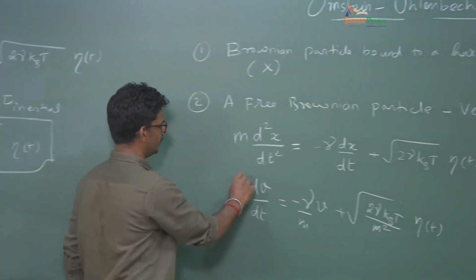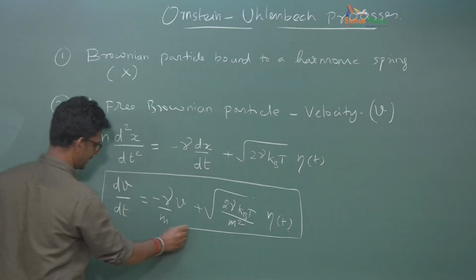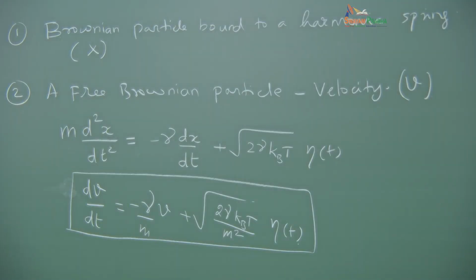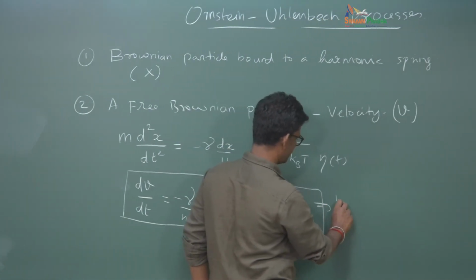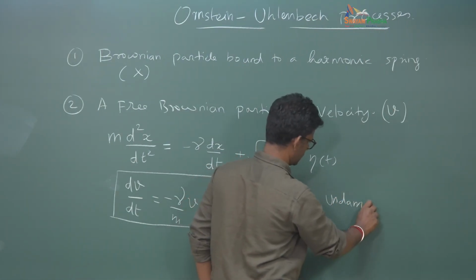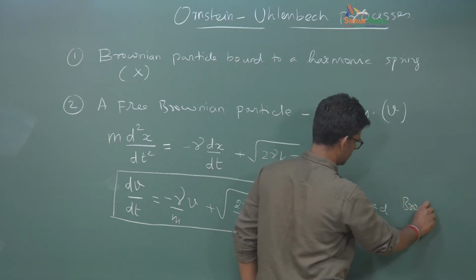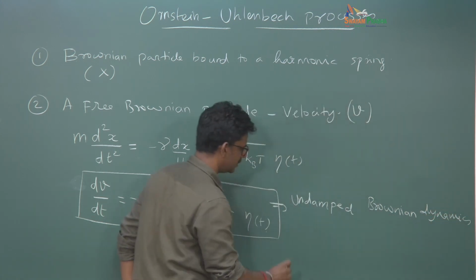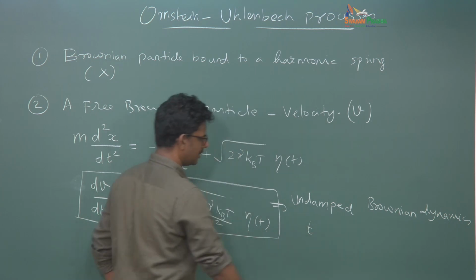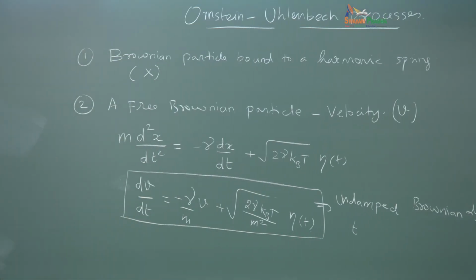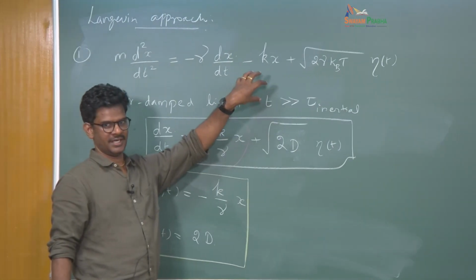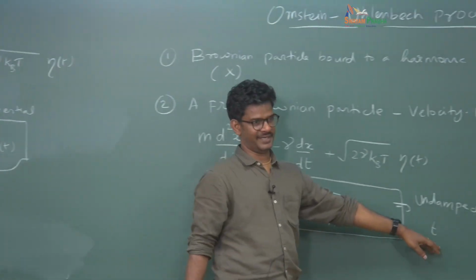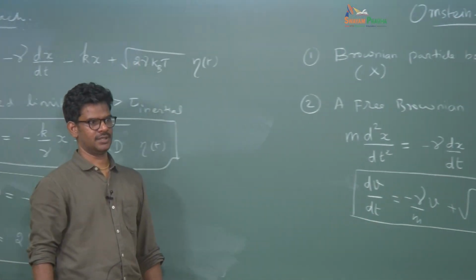So now this is going to be the governing equation, the Langevin governing equation to describe the velocity of a free Brownian particle. Okay, and this is something called underdamped Brownian dynamics, meaning that this equation is applicable for all times. Whereas here we said it is overdamped, it is only applicable for time larger than the initial time. Here this equation is applicable for all times, for t even less than or equal to t inertia.